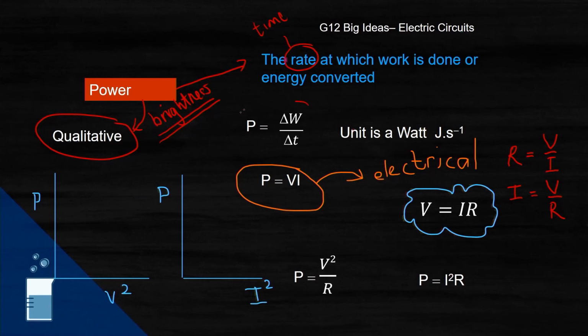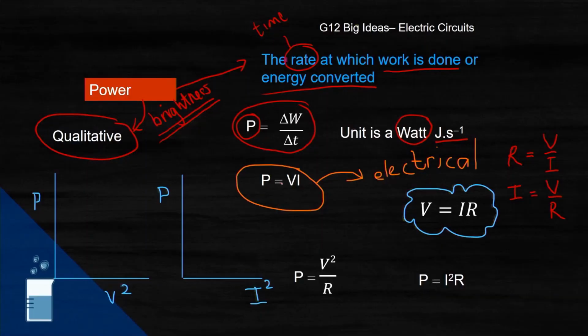Now the power formula is change in work over the change in time. We have discussed already that power is work done or energy converted. Its unit is a watt, and it is joules per second. The symbol for power is a P. You can see there it's a capital P. Now in terms of electricity, power can be given the formula of V times I, which is potential difference times the current.